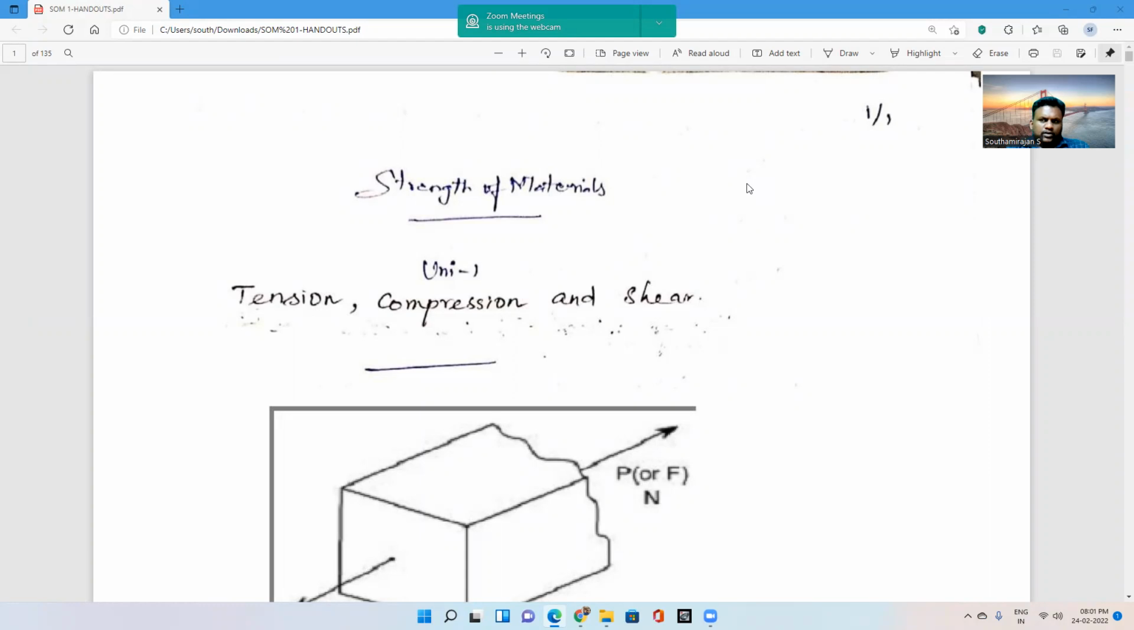Morning students. Today we are going to see about the strength of material, unit 1: tension, compression and shear. First of all, we will go through the basic information about the strength of material.